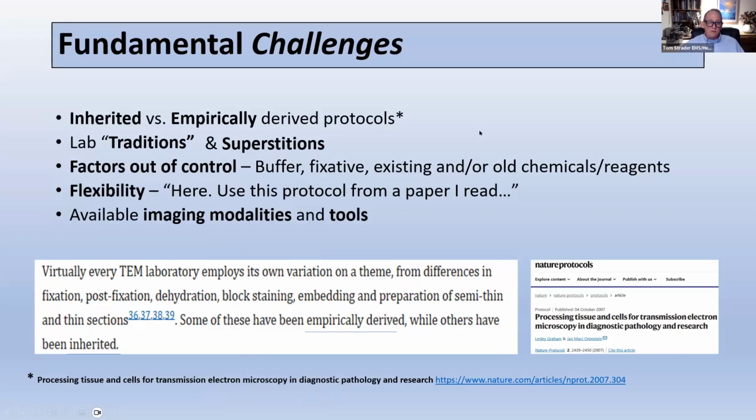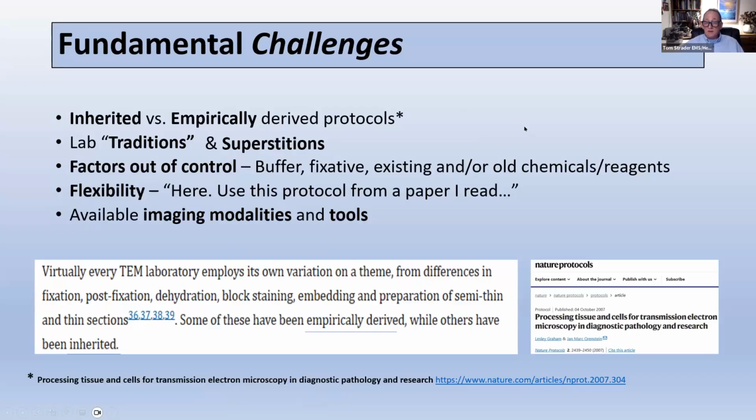And then the factors out of our control, the buffer, the fixative, in many cases, what's coming in the door, you can't tell them what to do. And then if you move to a new lab, if you have lots of a particular resin or reagent, you'll tend to use it before you buy new stuff.